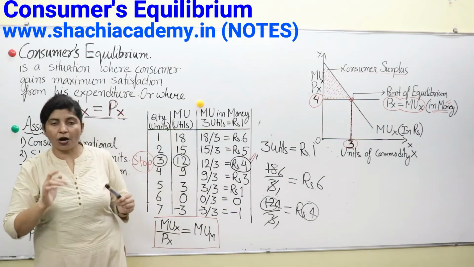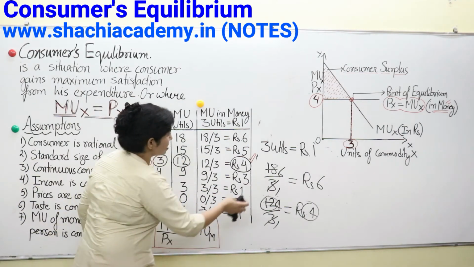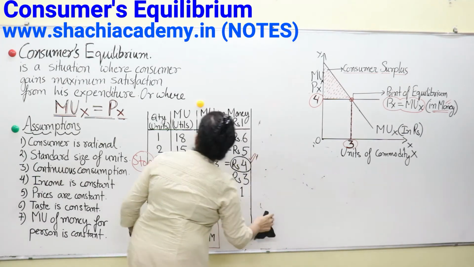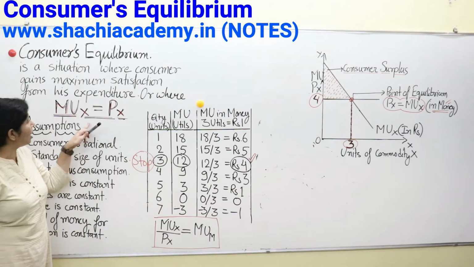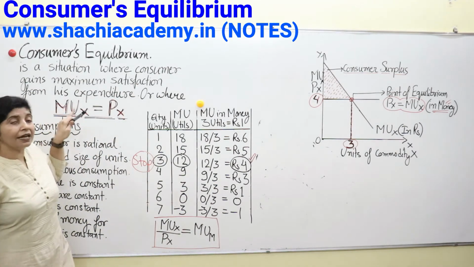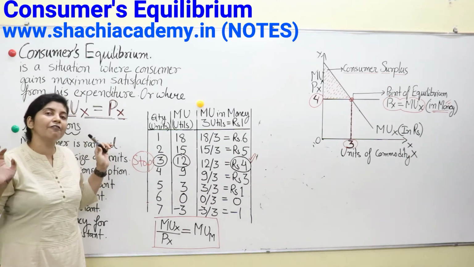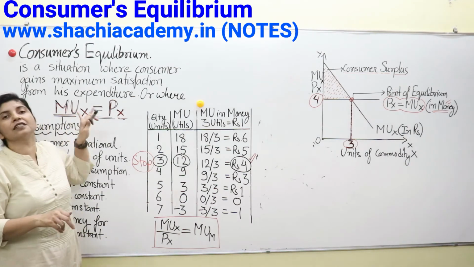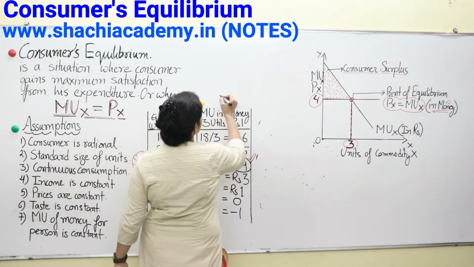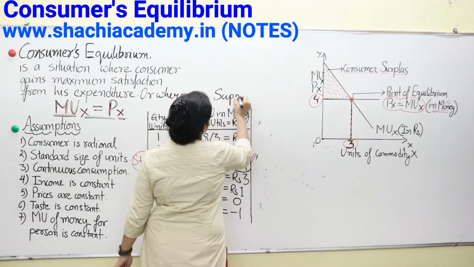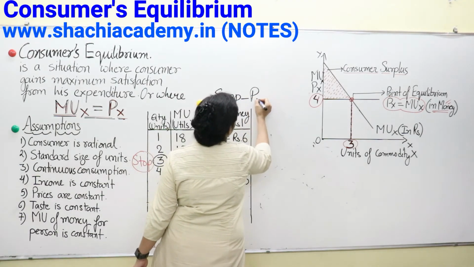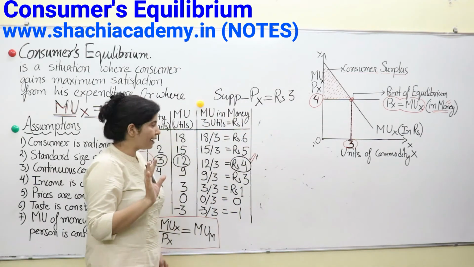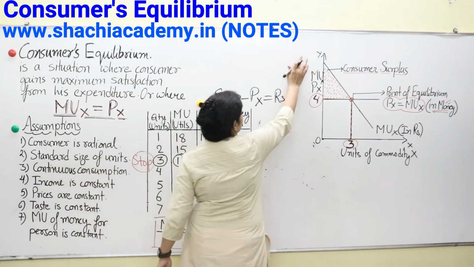We will spend. But now the case is here that if price is given, now comes the case here. Here we have the formula that a consumer is in equilibrium where his marginal utility from that commodity is equal to the price of that commodity. Now what is the price? Suppose the price of commodity X is rupees 4.